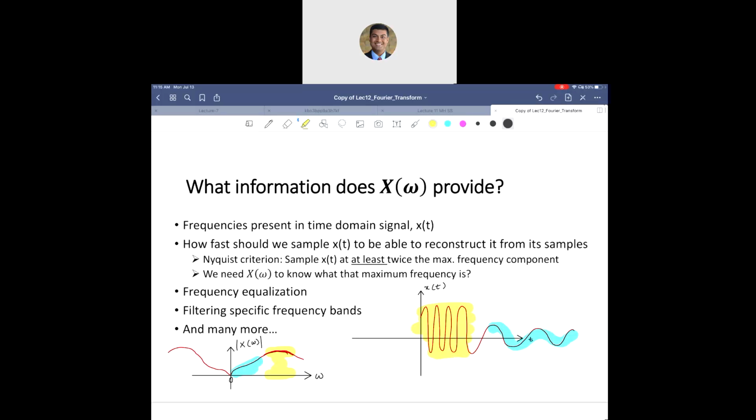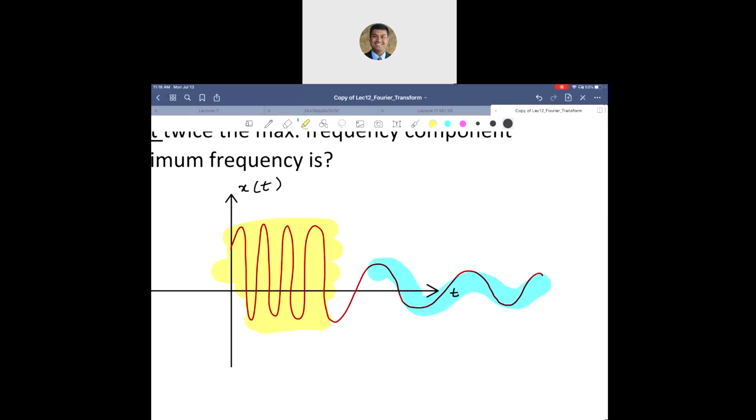All right, now let's go for the second point here. The second point is knowing the frequencies is extremely useful in determining the sampling rate. At what rate I should sample x of t such that I can reconstruct it from its samples properly. I hope you see that if I sample this signal, I'm going to point out the samples, say black, right?